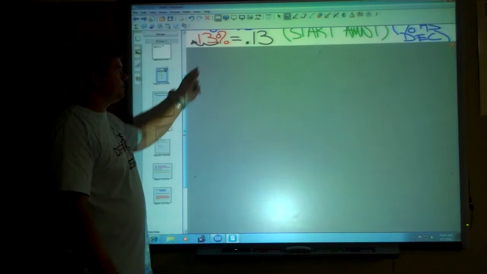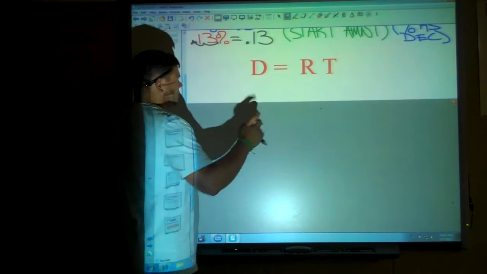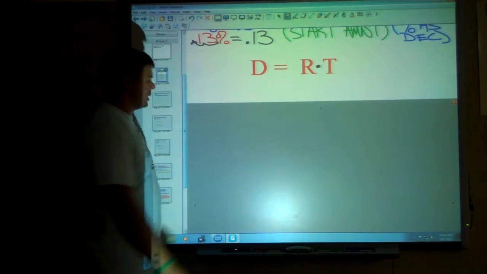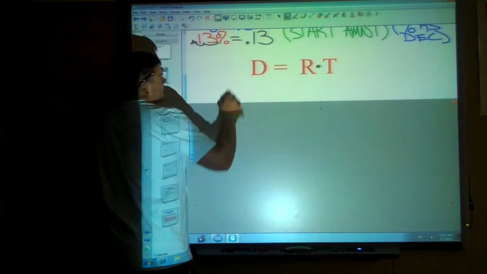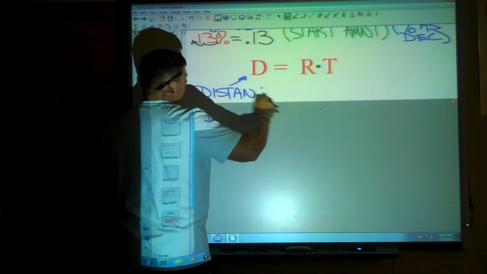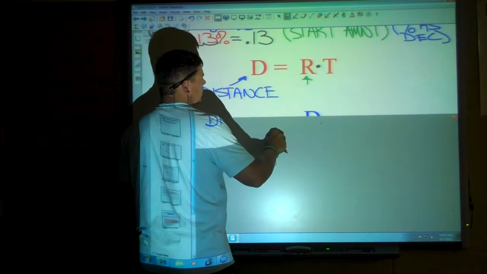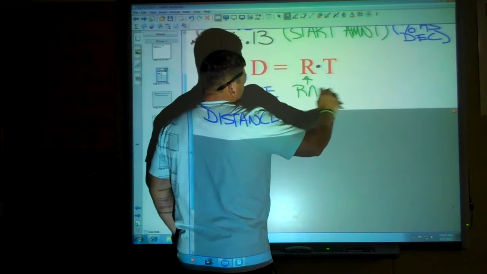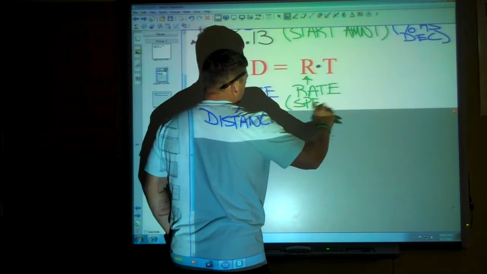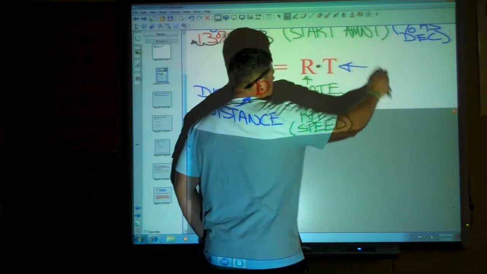Another formula we use is known as the D equals RT formula. Again, since there is no operation sign, we will assume that that's multiplication. The D stands for distance, how far we're traveling from one point to another. R, once again, is rate, but it's not the same rate as up here. This is now speed. And T is time.